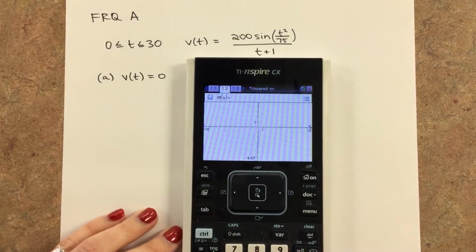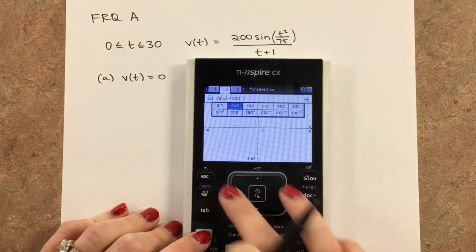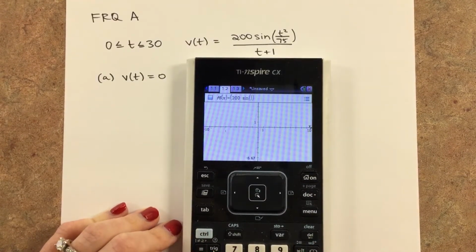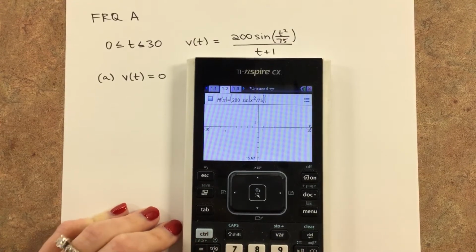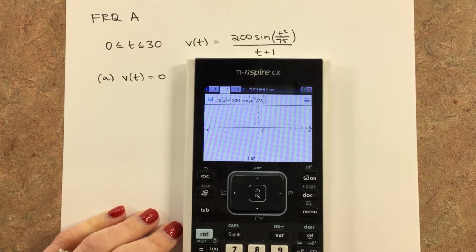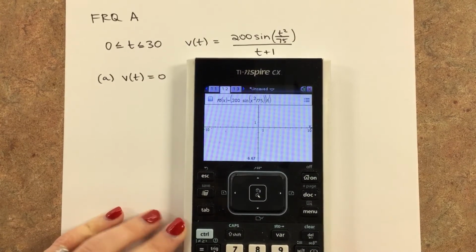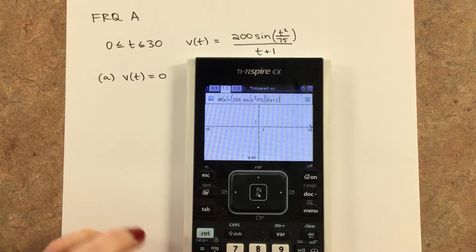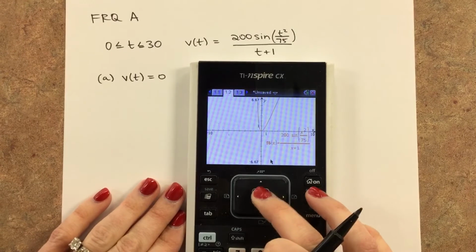So in the numerator, we want to make sure we have parentheses here. We're going to do 200 times the sine of, and then we use an x whenever we're graphing, no matter what the variable is. So x squared over 75. Close the inside of the sine function, close the numerator, divided by, and then parentheses for the denominator, x plus 1. All right, so we graph that. We'll see if this window works for us.